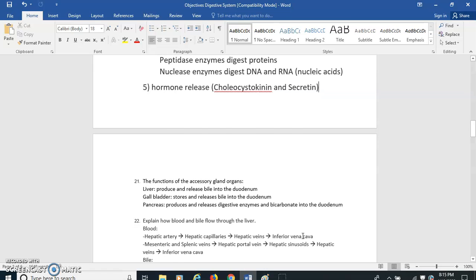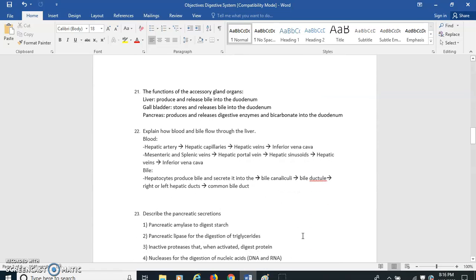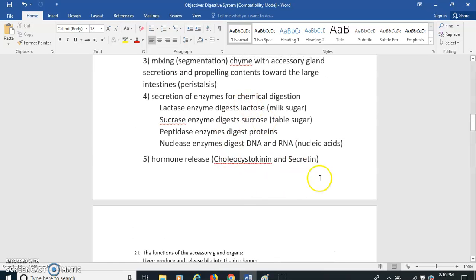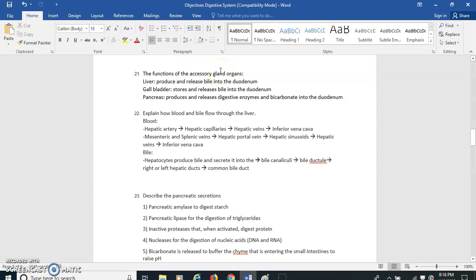All right. The next thing we're going to talk about, before we talk about the large intestines, is the accessory gland organs, so the liver, gallbladder, and pancreas. The reason we talk about them now is because their secretions go into the small intestine, specifically into the duodenum through the major duodenal papilla. So we want to talk about how those affect digestion in our small intestines. I will start another video which will talk about the accessory gland organs and how they function.